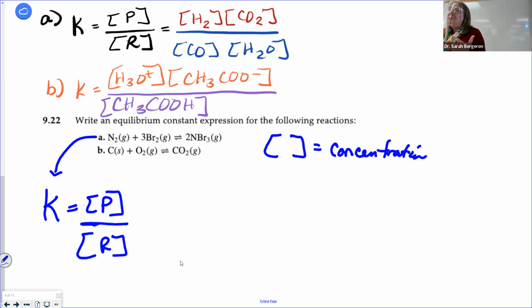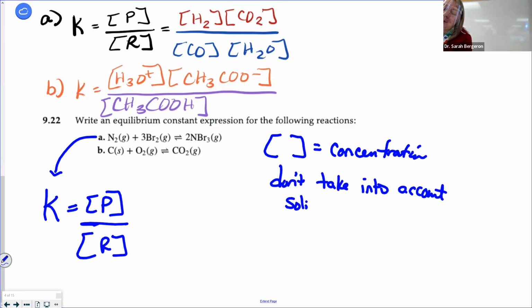But if I'm a solid, does my concentration change? No, it's just a solid. So you don't take into account solids. What's the abbreviation for solids? S. And then liquids. Like if I have liquid water, are you going to change the concentration of the water? No, it's just liquid water, right? So you don't take into account solids and liquids.